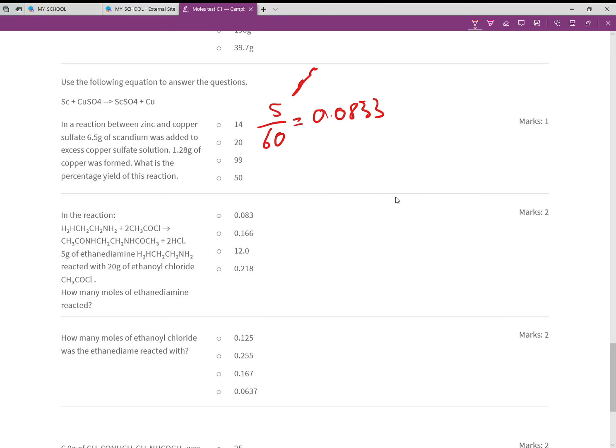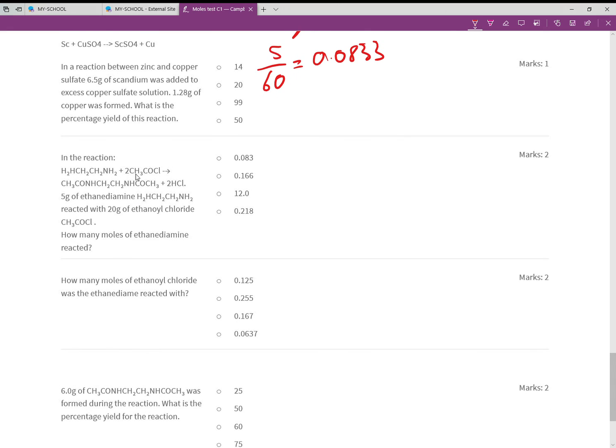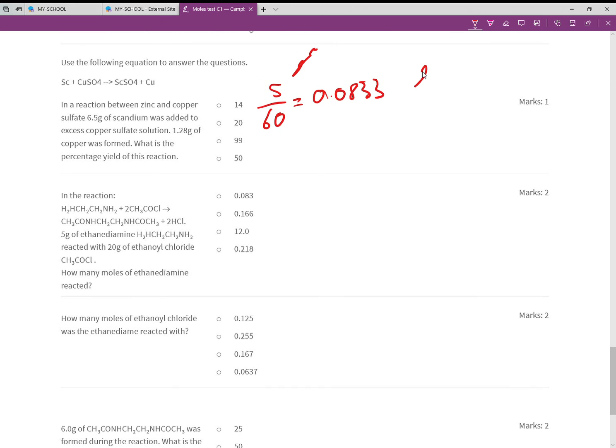It was reacted with 20 grams. So the ethanoyl chloride is here. We have 20 grams of the ethanoyl dichloride. So we'll take our 20 and divide that by our RFM of that, which is 78.5. It gives me 0.25.